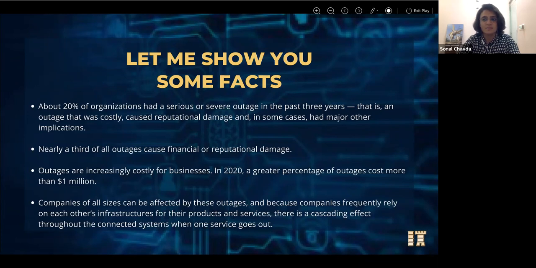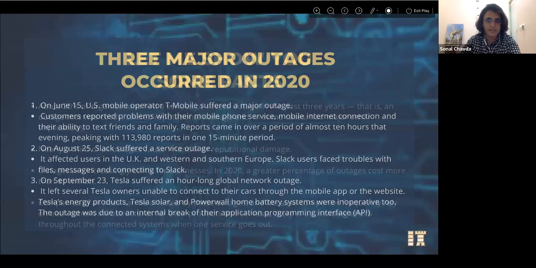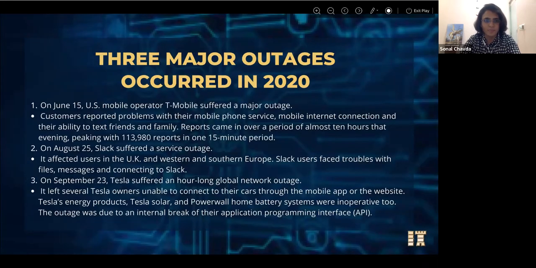And nowadays, even one company relies on other companies for some microservices. We see cascading effects. In case one company suffers some outage, it affects other companies as well. So there are some real cases that happened in past years. If we take famous companies' outages happening in the year 2020.